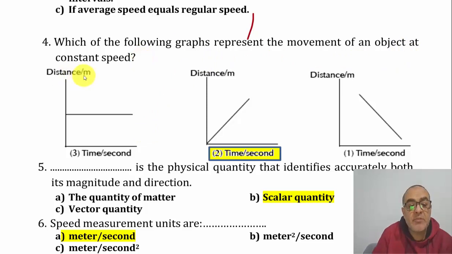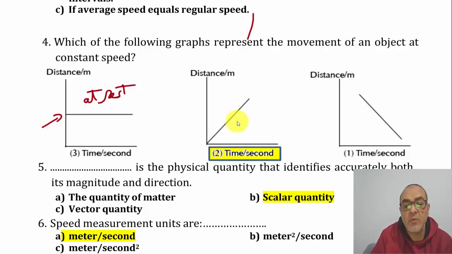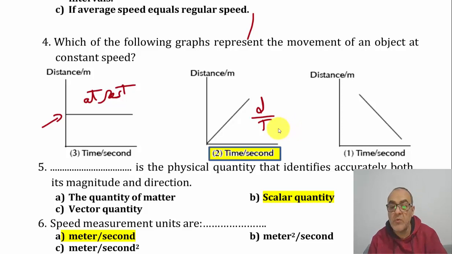Here, dear students, distance per time. Here, time in seconds and distance in meters. This body is at rest because the distance doesn't change in time. In this one, the distance increases while the time increases, so it is distance over time, so it is velocity. Here the distance decreases with time, so the body will stop at the finish.